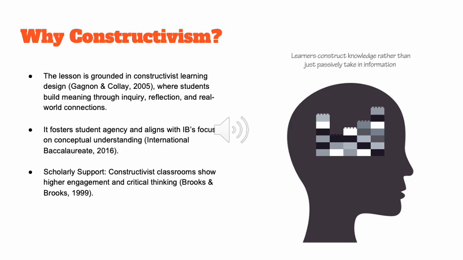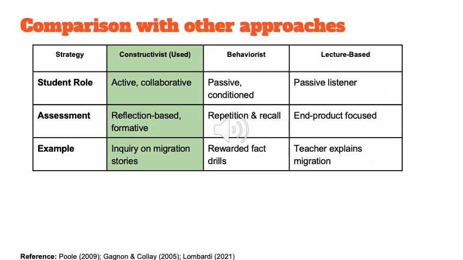So, why constructivism? Well, I chose a constructivist approach for this lesson because it aligns perfectly with the IB's emphasis on agency, inquiry, and reflection. When students connect personally to the concept of migration, imagining themselves in someone else's shoes, they engage emotionally and cognitively. Constructivism supports that by prioritizing exploration, social interaction, and real-world connections. Research by Gagnon and Collet, as well as Wright and Domke, backs this up. Students learn more deeply when they build understanding collaboratively and through experience.